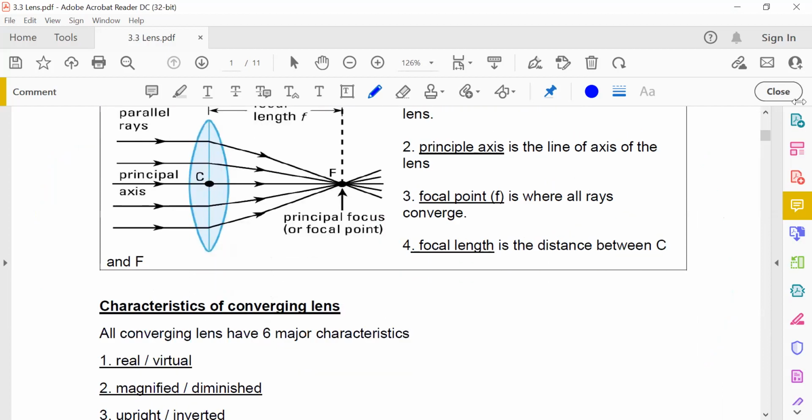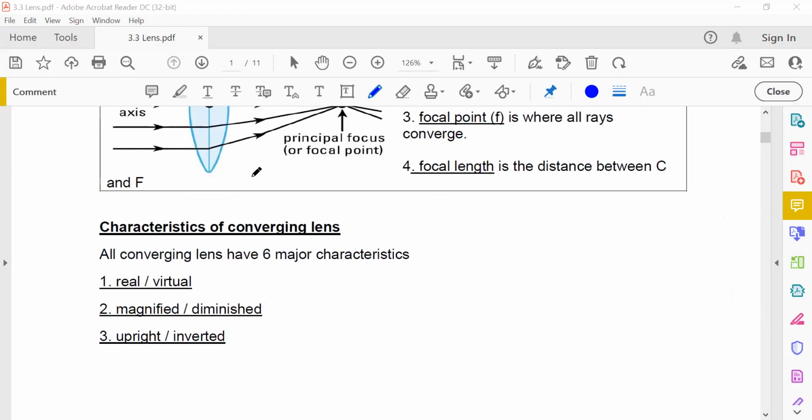Then once you understand the parts of the lens here, the next thing you're supposed to understand is basically the 6 major characteristics of the image formed by the lens. Usually the image could either be real or virtual. In your exams, if they ask you how to identify if the image is real or virtual, usually the answer is that real images may be projected onto a screen, whereas virtual images cannot be projected on the screen.